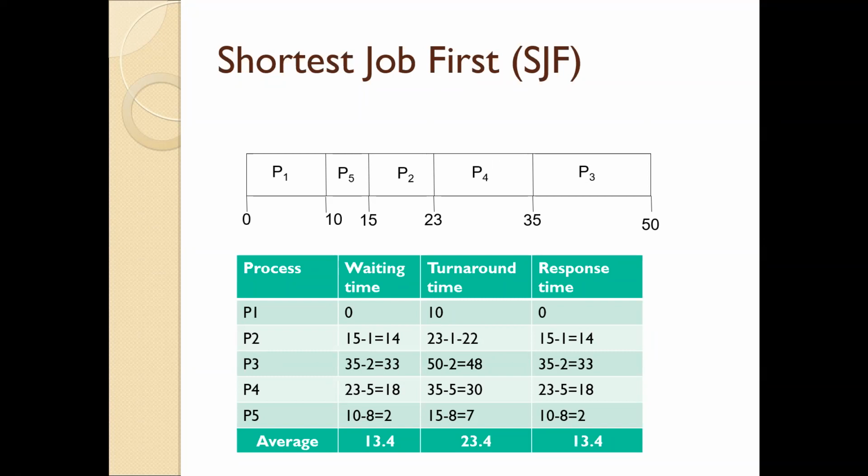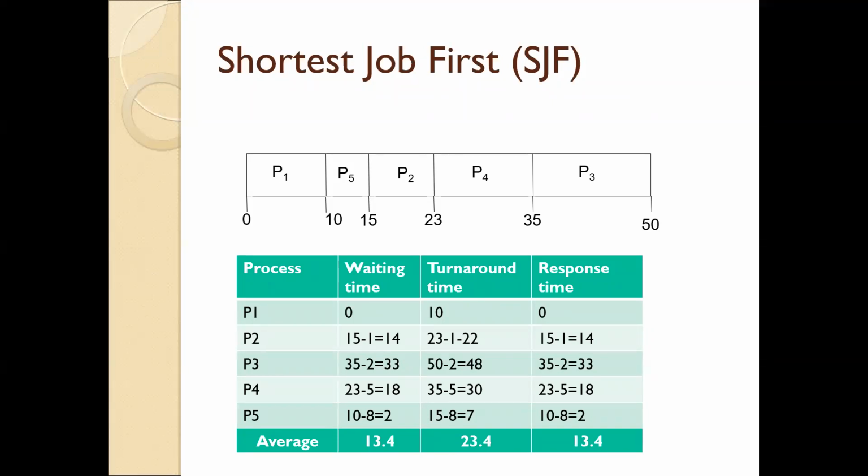And P4 gets the first chance at 23 milliseconds, and arrives at 5 milliseconds. Turnaround time: it completes at 35, arrives at 5 milliseconds. So the turnaround time is 30. P5 arrives at 8 milliseconds, gets the chance at 10 milliseconds, so waiting time is 2 milliseconds. P5 turnaround time is 15, arrives at 8 milliseconds, so 15 minus 8 is the turnaround time.